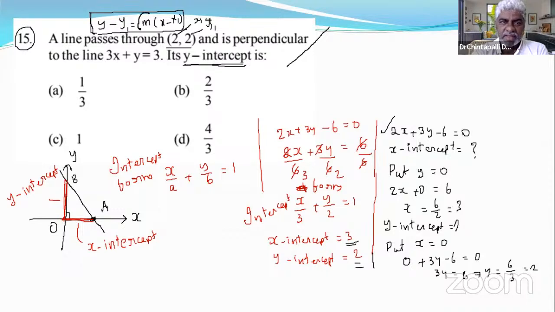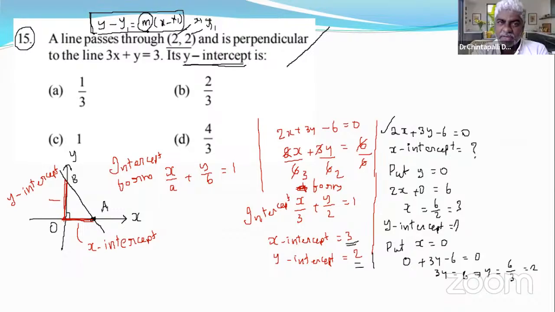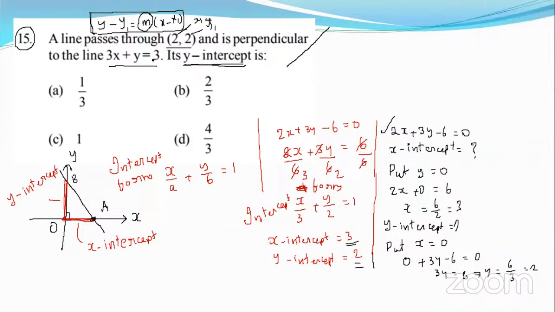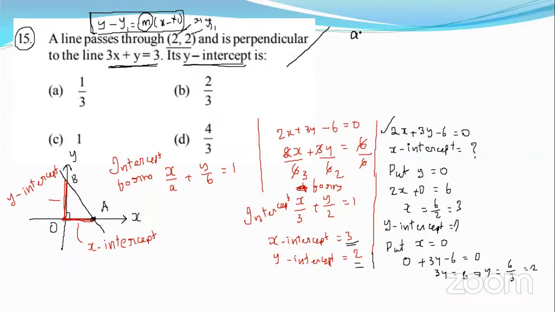But what we need, m is needed. Yes. M can be found by finding the slope of the second line, this line. Yes, sir. Now the required line is perpendicular to it, right? Yes, sir. What is the slope of this line? You know, I told you the slope of a line when its equation is known.